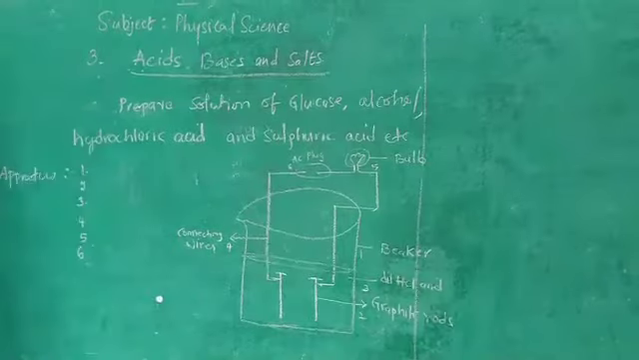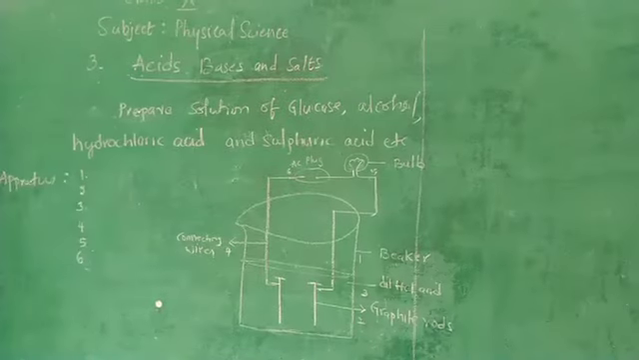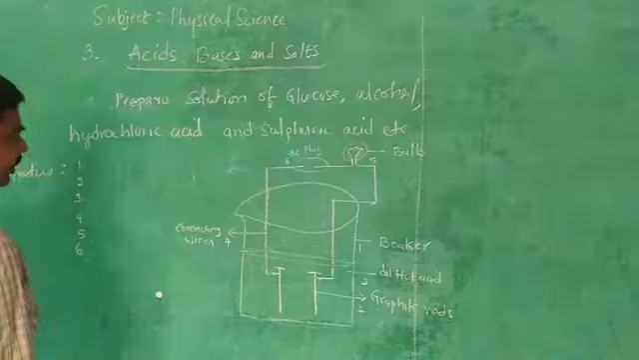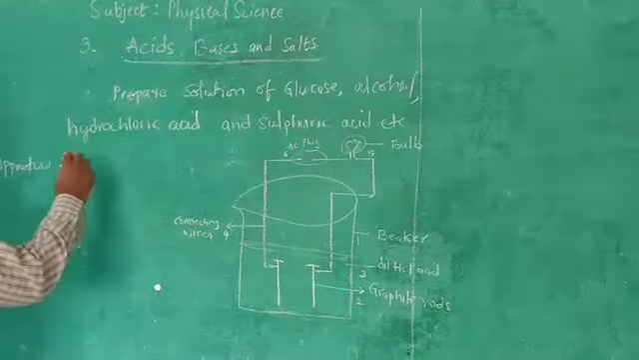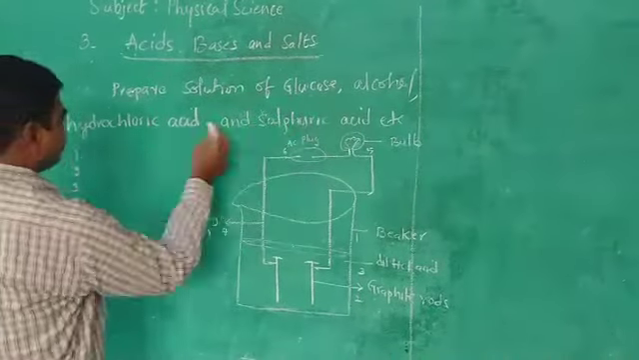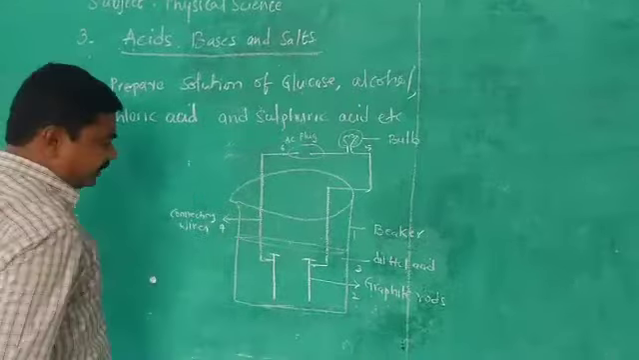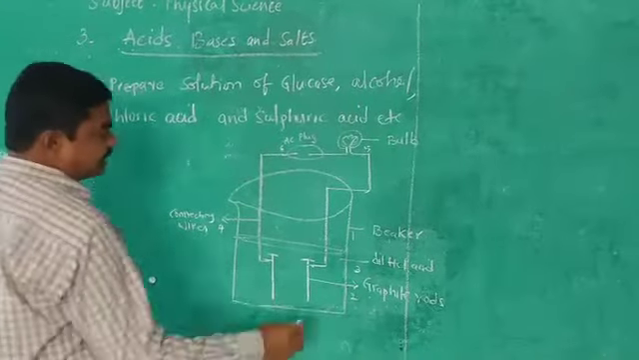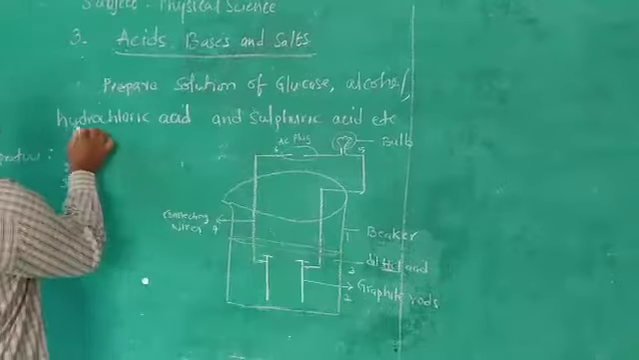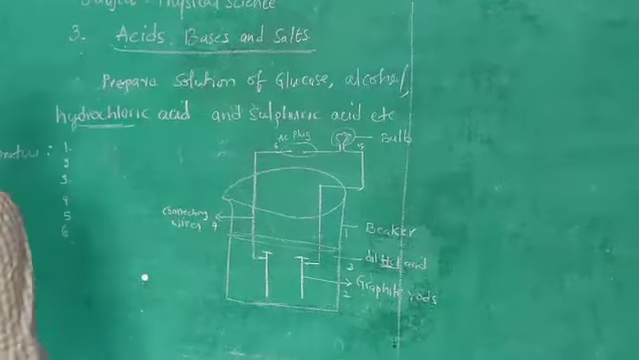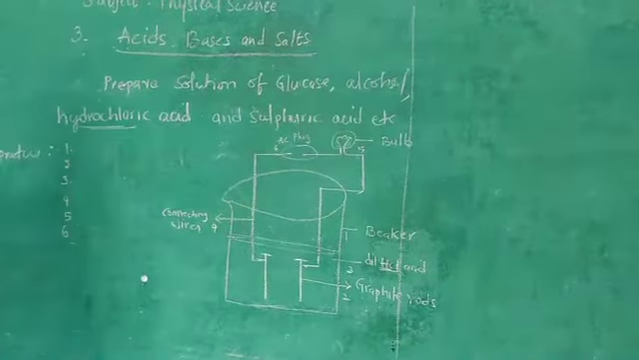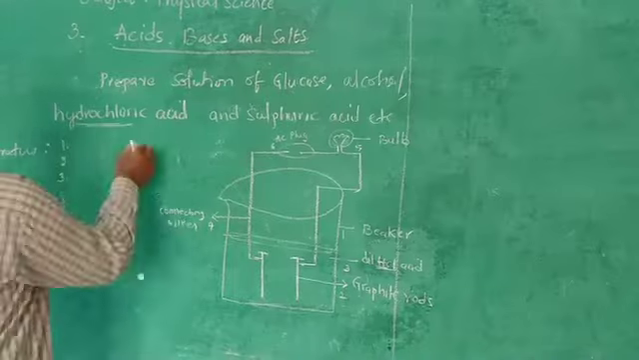Now, what you are doing? First of all, you are taking about this. Now see here, prepare a solution of the glucose, alcohol, hydrochloric acid and sulfuric acid. We are taking this as a hydrochloric acid. First you are taking hydrochloric acid.